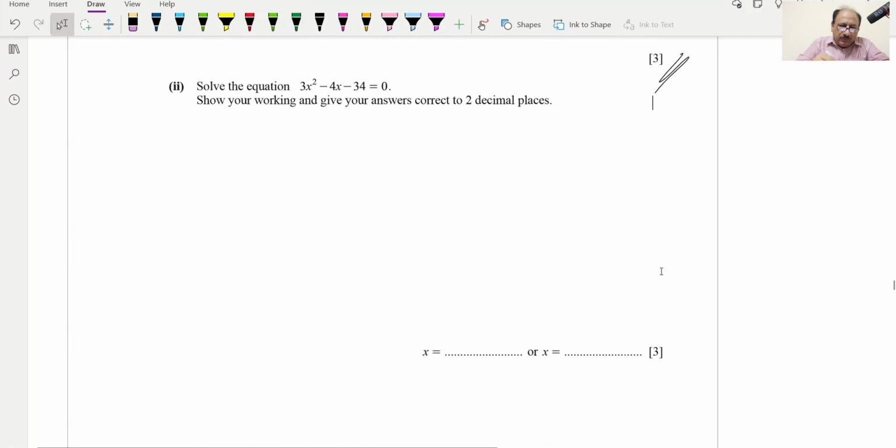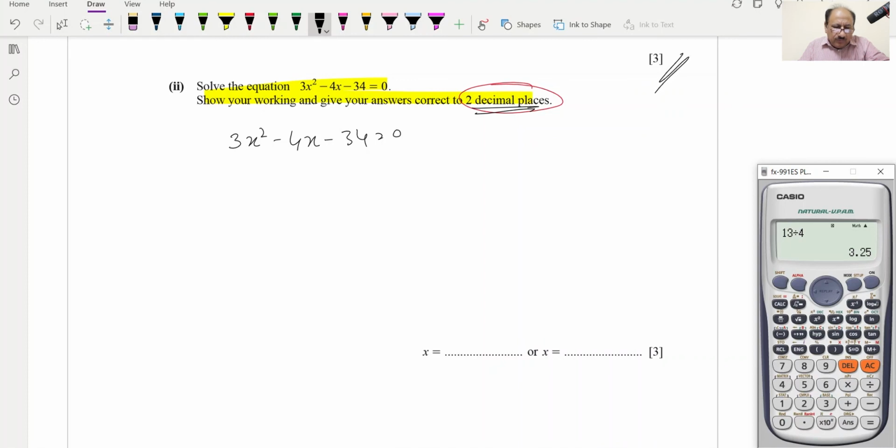Now second part, they are saying solve this equation and answer they require up to 2 decimal places. So wherever they are mentioning that we require answer at 2 decimal places, you will have to follow that instruction. So this will be what we can solve it. So 3x squared minus 4x minus 34 is equal to 0. We can solve it with the quadratic equation or factorization or whatever you like. We can take hint from calculator also.